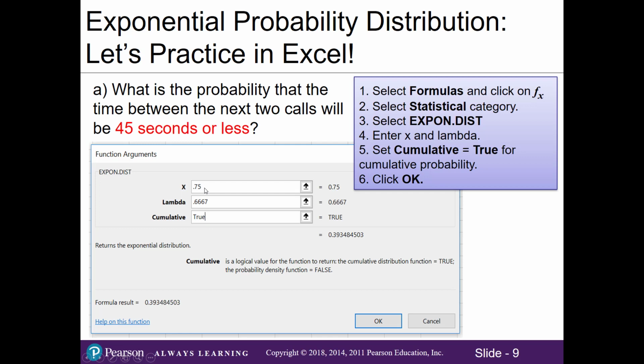Note though that you'd have to still do the hand calculations to figure out what our x was, the 0.75, which is the 45 seconds converted into minutes, our lambda of 0.6667, which was found by taking 1 divided by our mean of 1.5 minutes. And then it's true because it's going to read all the probabilities from left to right.